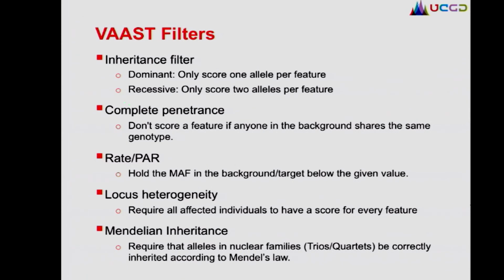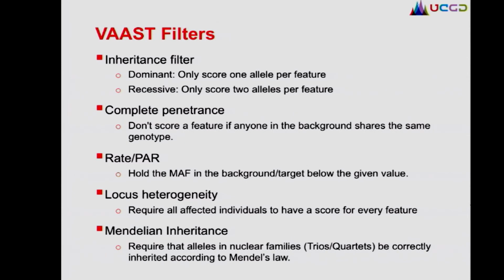So dominant and recessive inheritance filters. Even when we don't have family data where we're explicitly modeling the inheritance through the family, we can just assume that if we're looking for a dominant allele, we only need to score one allele per feature or one variant site per feature. In the case of recessive, we would want to be able to score two different alleles per feature, whether that's a homozygous or compound heterozygous.